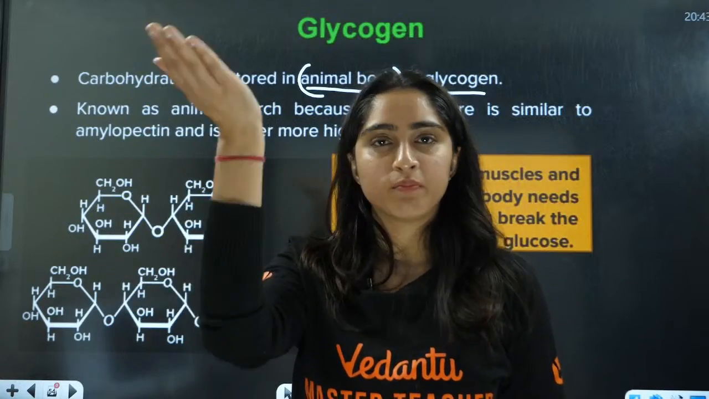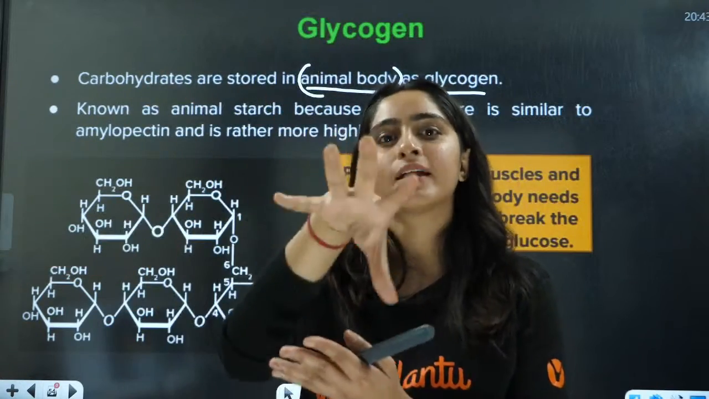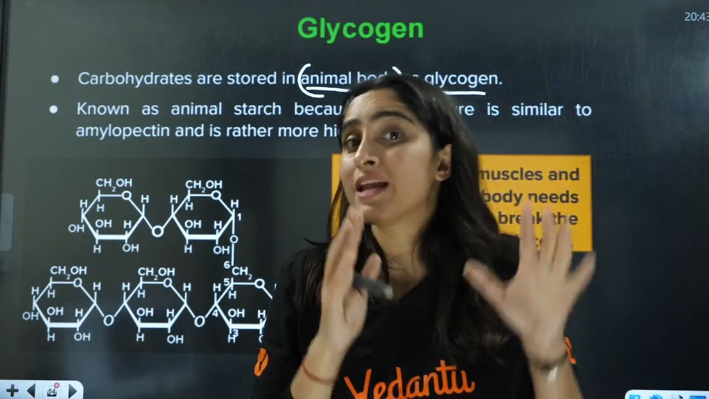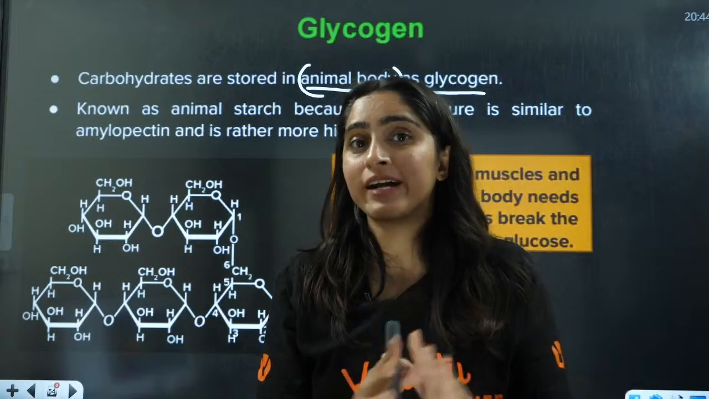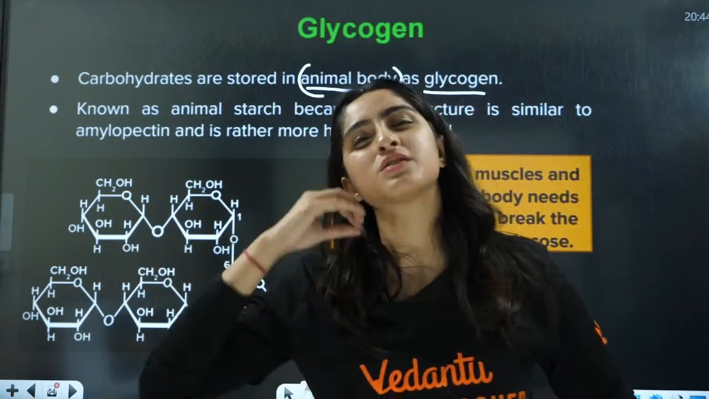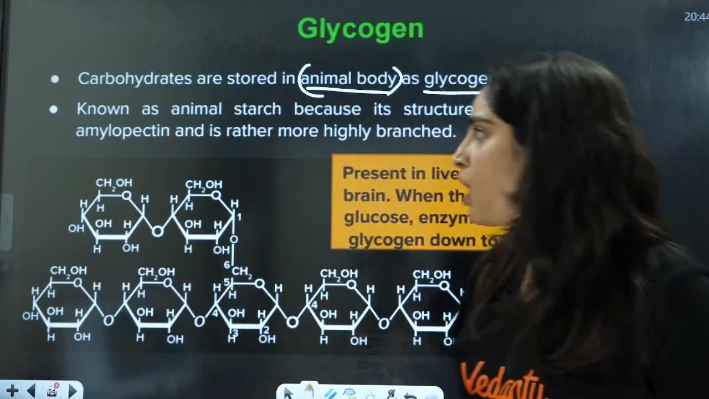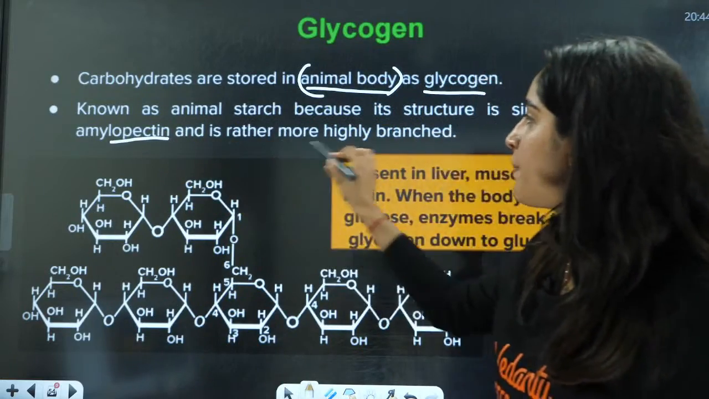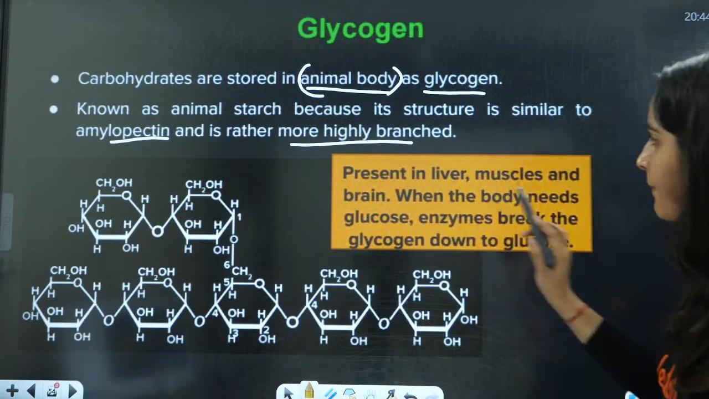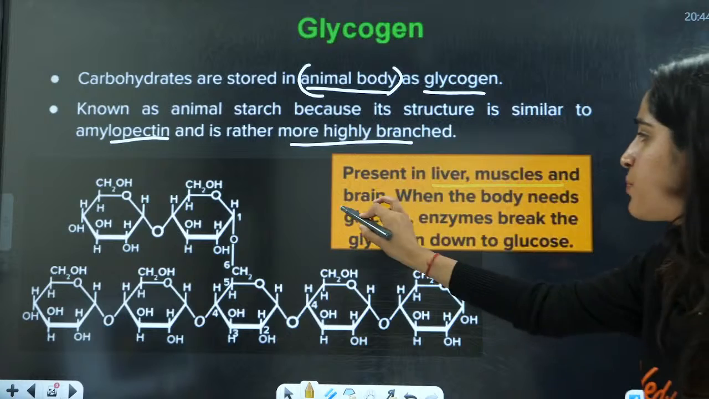Amylose has no branching. Amylopectin has branching between C1 and C6. Glycogen is an animal carbohydrate, and here we have branching to a large extent, such a large amount of branching. That is the difference between amylopectin and glycogen. It is present in liver, muscles, and brain.